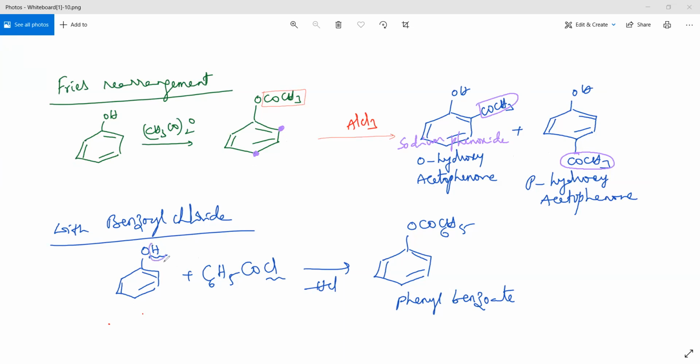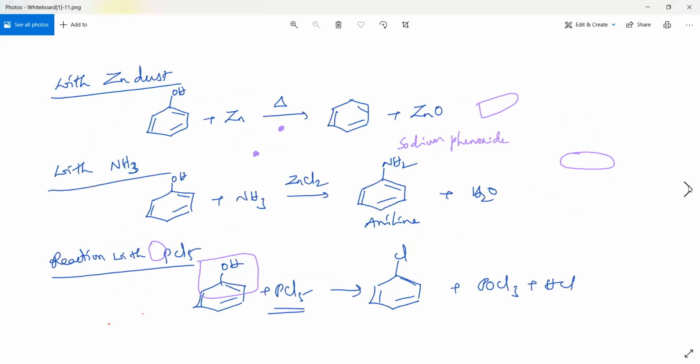Benzoyl chloride, similarly, in place of this OH, you get OCOC6H5: phenyl benzoate. Next, phenol with zinc dust, a reduction. Zinc will eliminate that oxygen, and you will get benzene.